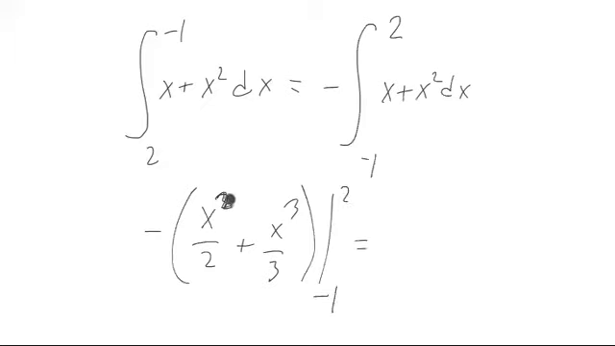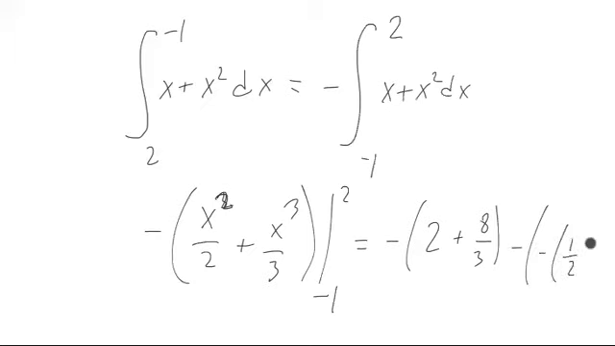Stick in the 2, and we would have 4 over 2, which is just 2, plus 8/3. And then you subtract off the same thing. So we have a negative, we put in a -1, which would be 1 over 2 minus 1/3. Okay, and so this is 6, so we get plus a 6.